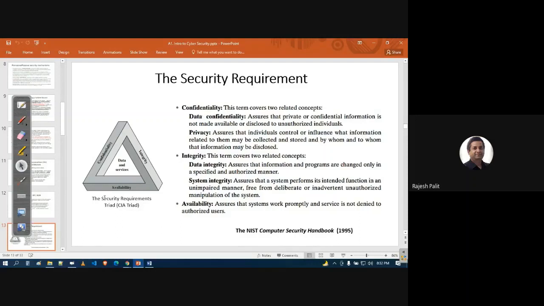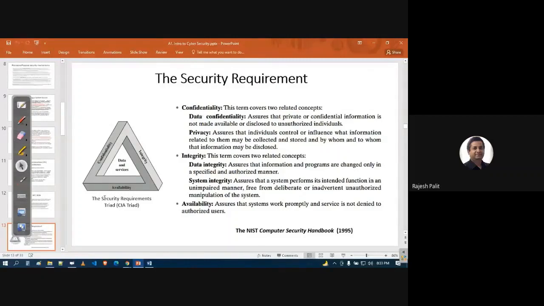Most credit card owners don't bother. Maybe they think, okay, somewhere I spent this amount, $5, $10 or $1. But if they make that transaction from thousands or millions of users, they will make millions of dollars, right? So that is system integrity. The system should act in an unimpaired and genuine manner, free from deliberate, inadvertent or unauthorized manipulation of the system.